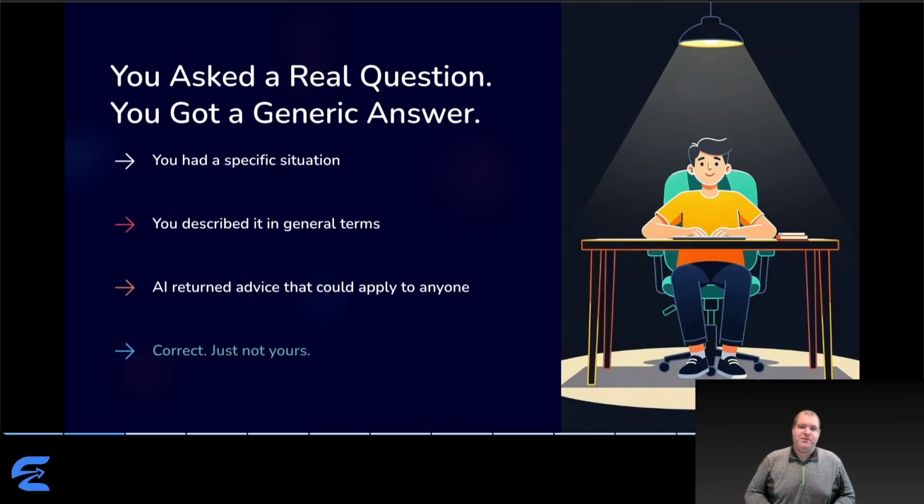Here's a situation most people recognize. You had a specific problem, real numbers, real constraints, real history, and you described it in general terms because that felt like enough. What came back was correct, organized, professional, and completely detached from your actual situation. The gap between correct and useful is exactly what this video is about. And it's a gap you created, not the model.